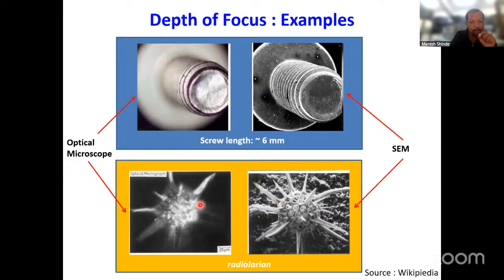Now, if I look at the same organism through the electron microscope, I can clearly see the spikes. In fact, I can clearly see the tips of the spikes. I can also see through that cage structure inside, and I can clearly understand what the structure of this organism is. Again, this is because of the better depth of focus of SEM as compared to the optical microscope. So that is why for lots of applications, SEM is preferred as compared to the optical microscope.